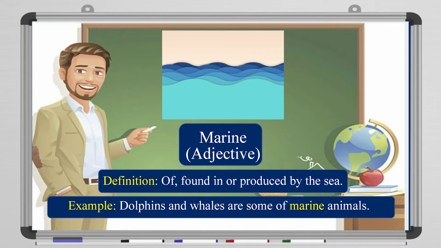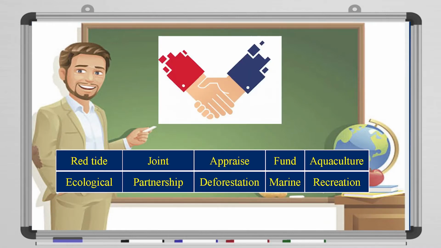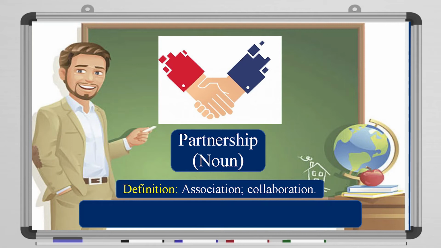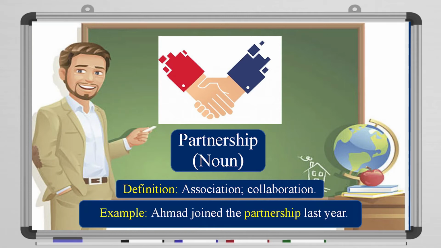Let's look at the other picture. So we have 2 people holding hands. So when you're holding hands and you're together, you're entering a partnership. Very good. Partnership is a noun. And what it means is association or collaboration. So for example, Ahmed joined the partnership last year. So there was a partnership and they joined in together. Did you get that one?